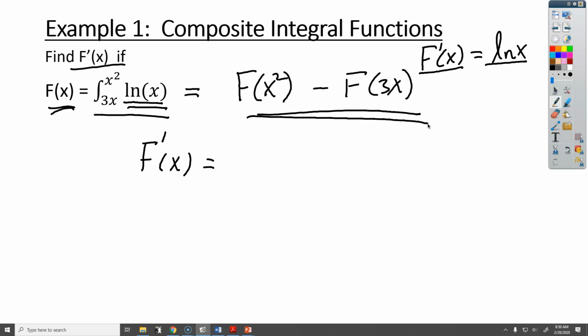Okay, now to do that, I need to do the chain rule, okay? So what's the outside function here? It's f. We don't know what it is, but we're calling it f. So the outside function is f. So we do the derivative of the outside, don't change the inside, multiplied by what? Which is what? 2x. Okay, let's repeat that here. Derivative of the outside multiplied by the derivative of the inside, which is 3.